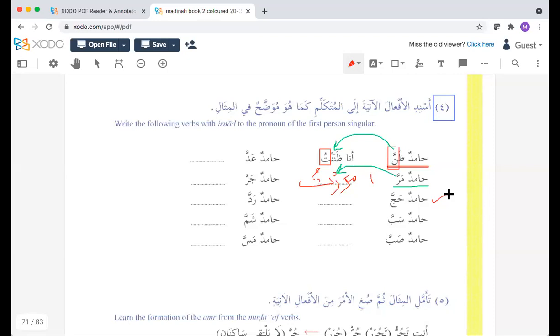Abdullah. Go ahead. أنا حججت. أحسنت بارك الله فيك. أنا حججت. طيب أبو حسن. حامد سبّ. أنا سببت.